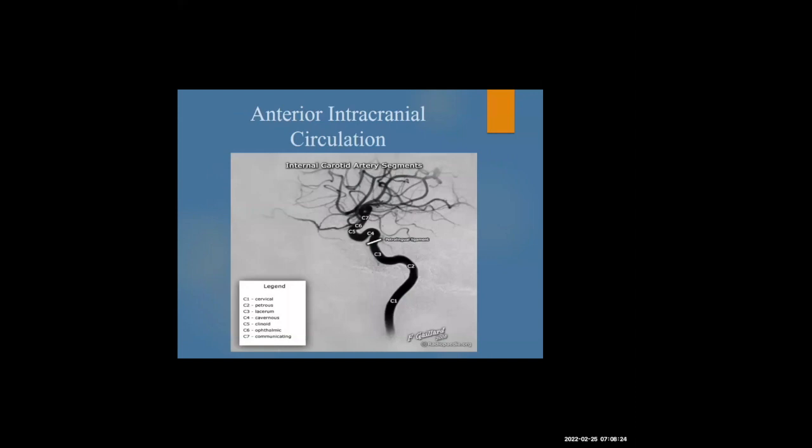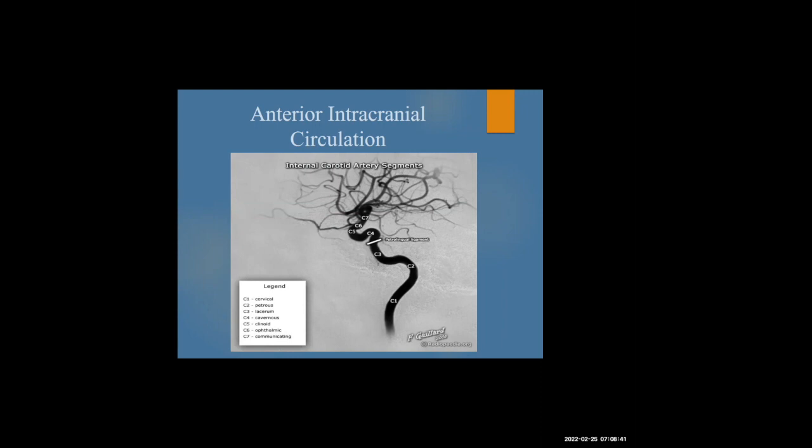Okay, so that being said, we have that introduction under our belt. Let's talk a little bit about the cerebrovascular anatomy. So this is a depiction of the anterior intracranial circulation. It's the main conduit of the anterior intracranial circulation. It's our internal carotid artery.